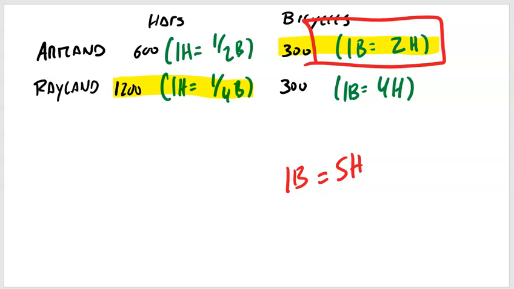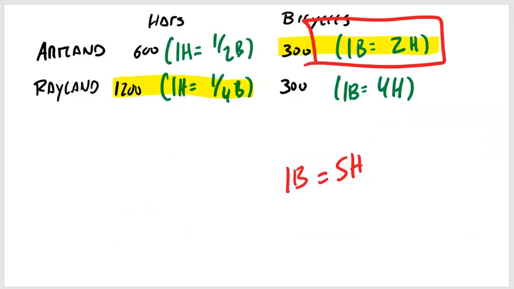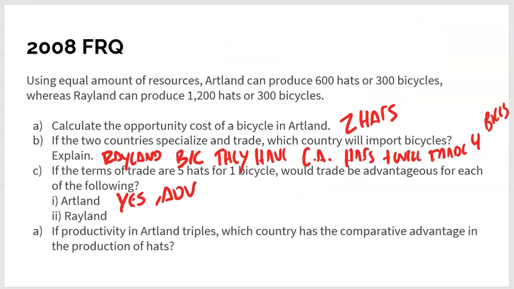So here, who is actually going to benefit? Well, Artland is going to benefit. So yes, advantageous. Why? Well, because they're only giving up 2 hats to produce a bicycle, but now they're getting 5 hats in exchange. So they're gaining 3 extra hats here. So Artland, this trade is advantageous for them.